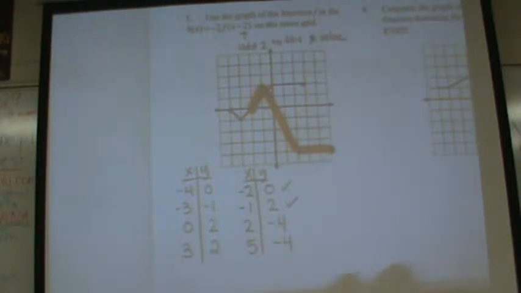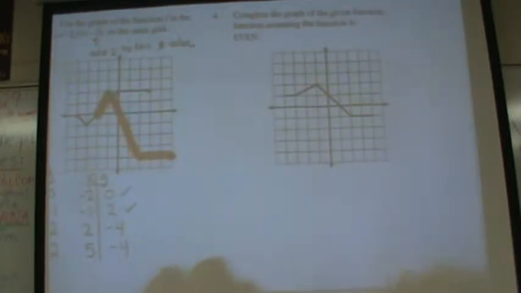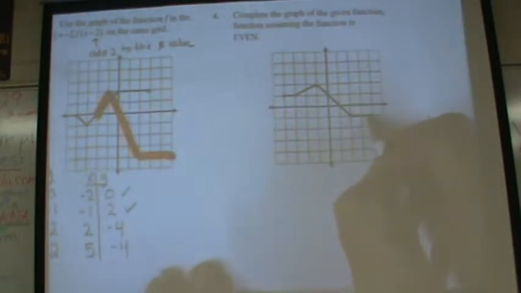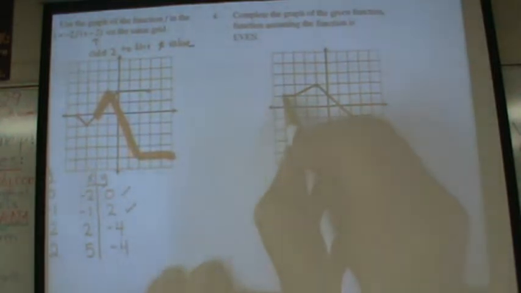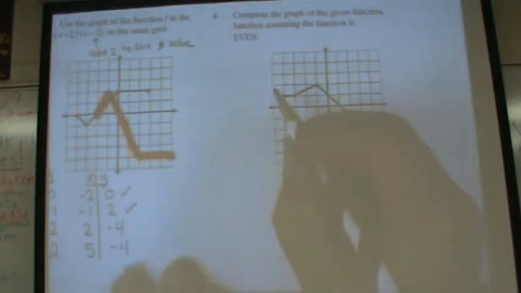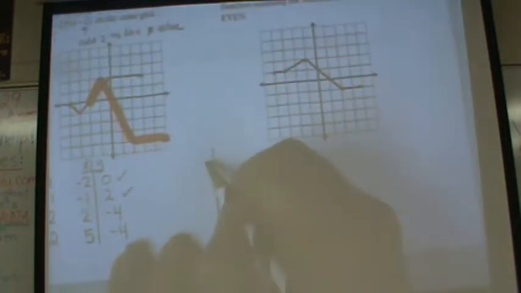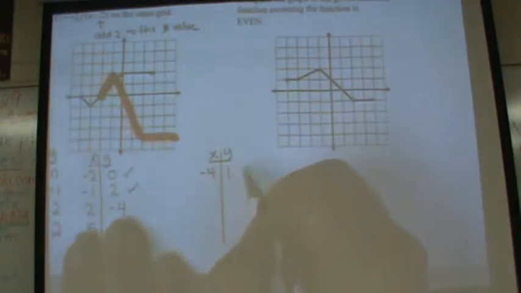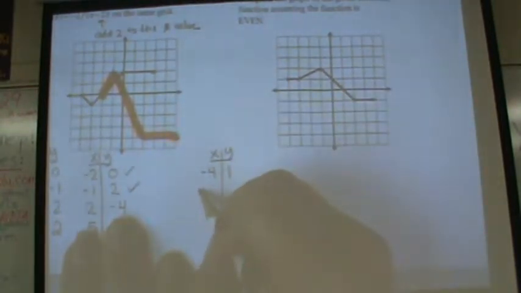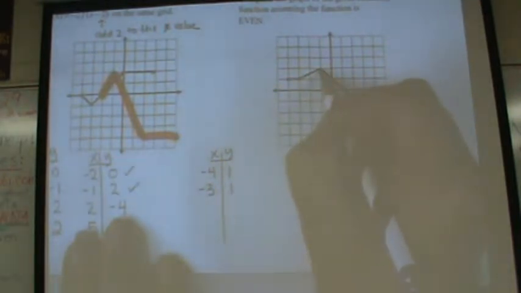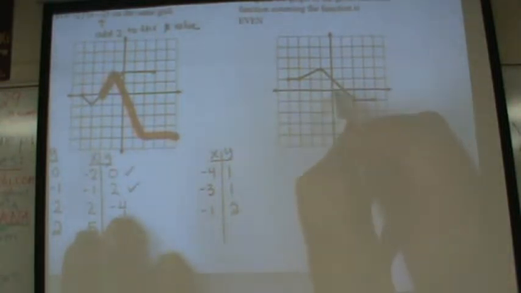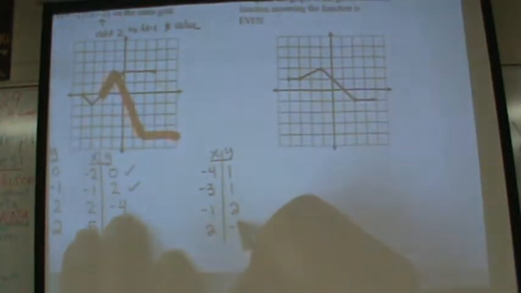The next graph, number 4. Again, I'm going to pick certain points, the major parts, where it changes course. I would start here. This ordered pair is negative 4, 1. I'm going to make a table. Starting with this point, it's negative 4, 1. Then that would be negative 3, 1. And then I'm going to move here to negative 1, 2. And then I'm going to move down here, over here to negative 1. And I've got 4, negative 1.